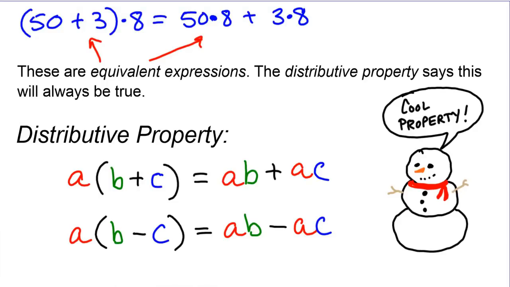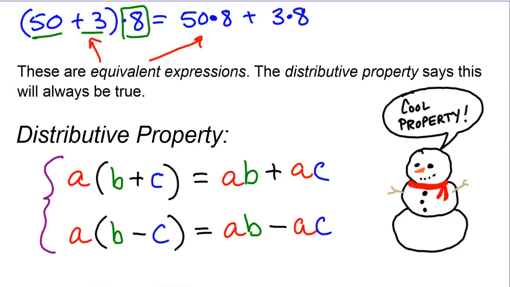So again, I'm going to say that 50 plus 3 times 8 is equal to 50 times 8 plus 3 times 8. Notice that every part of this sum was multiplied by 8. Okay, so every part of the sum is multiplied by 8, and that's what the distributive property states. Pretty cool property, right?